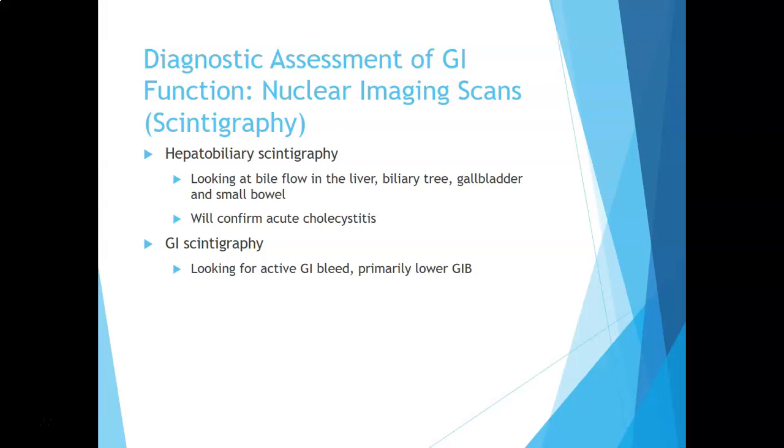GI scan is going to be used to determine the site of any active GI bleeding, used primarily for lower GI bleeding. Radioactive tracer is administered IV and attaches to red blood cells. So images of the abdomen are obtained at intermittent intervals, and generally you will be able to see where, if and where, bleeding is occurring.